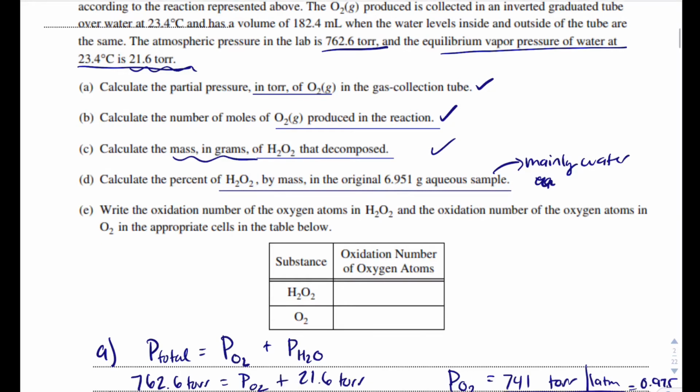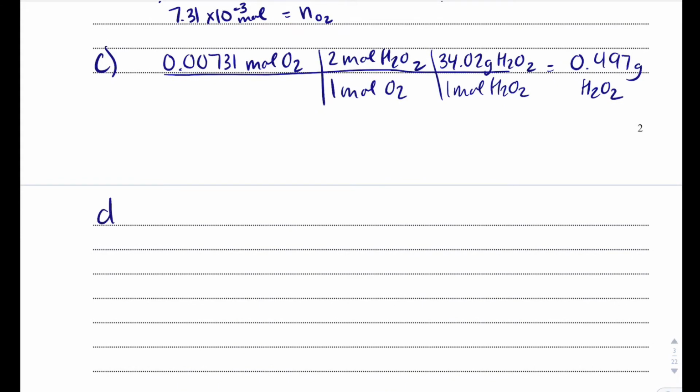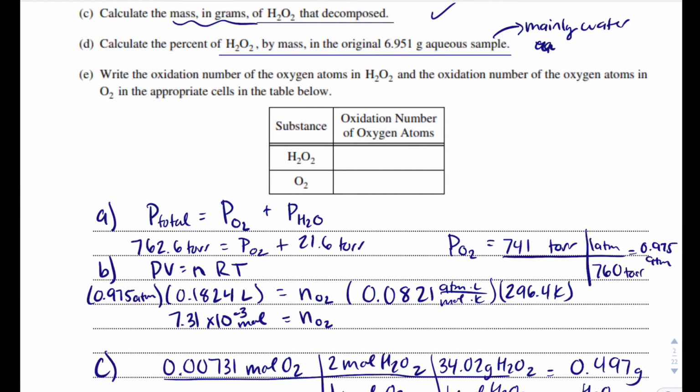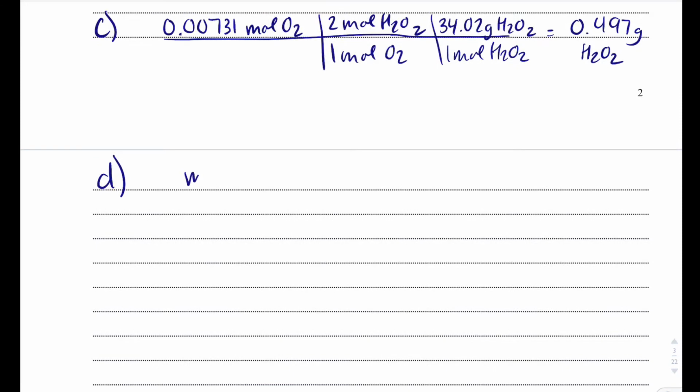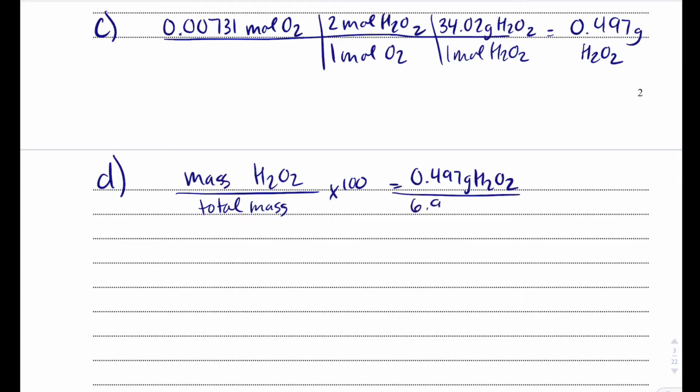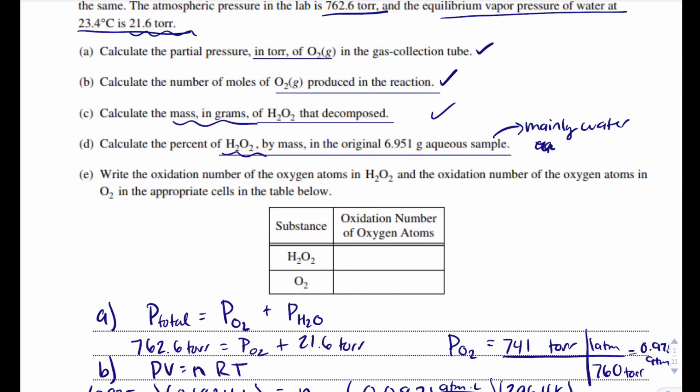So to get a mass percent, we want specifically the percent of H2O2. So what we'll do is take mass of H2O2 divided by total mass, times 100, and that will give us our mass percent of H2O2. And so that will equal 0.497 grams of H2O2 over the total sample of 6.951 grams, times 100. We're not expecting a whole bunch, and actually what we get is 7.15%. Okay, so question D is done.